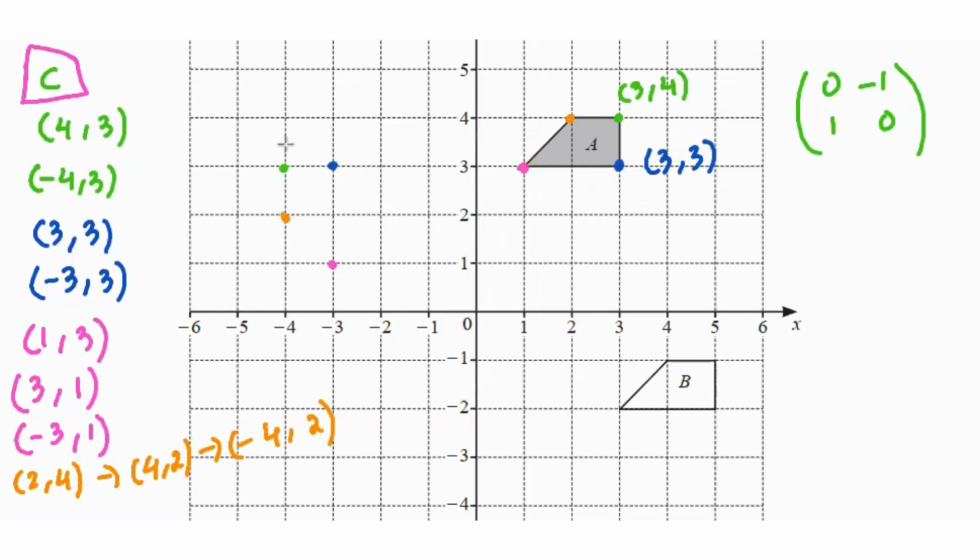Now if we join the points, that is your shape C. Then it asks us to describe the transformation that maps A onto C. So if we describe it, we can see that A is being rotated anti-clockwise because it's going in the opposite direction, and it's being rotated by an angle of 90 degrees. So 90 degrees anti-clockwise. And for the center, it's 0, 0.